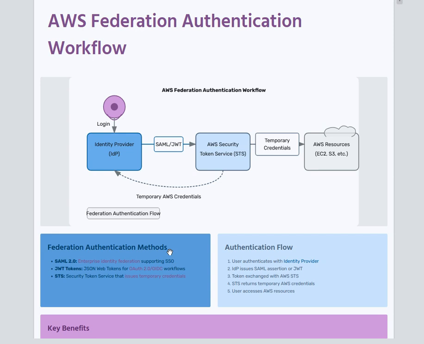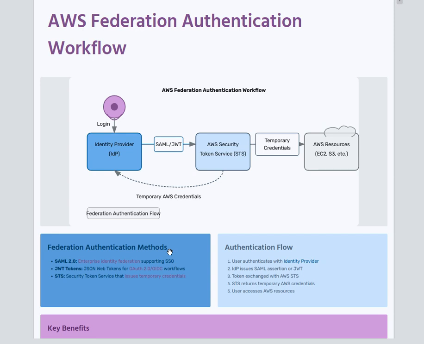JWT tokens, JSON Web Tokens, are used for OAuth 2 and OIDC workflows. JSON Web Tokens are mostly used in a web setting. STS, Secure Token Service, issues temporary credentials.